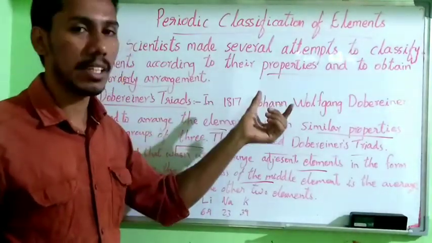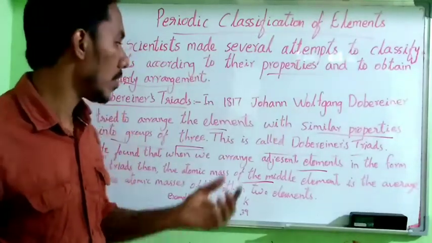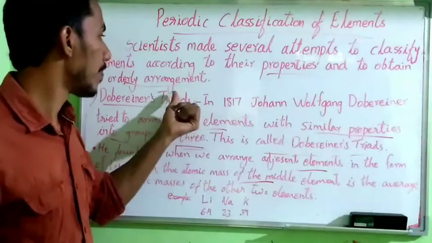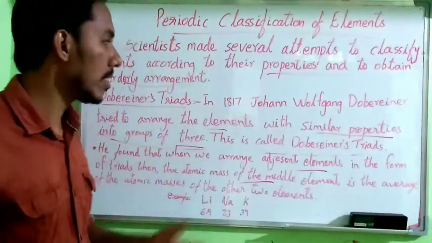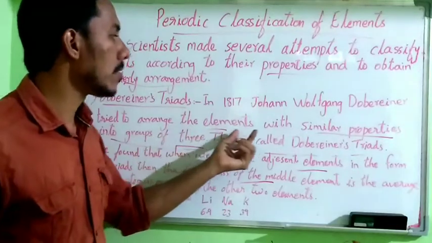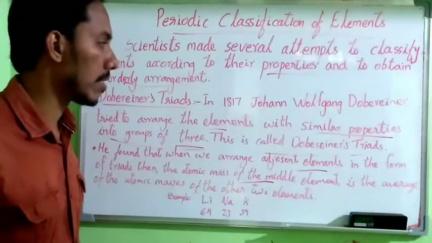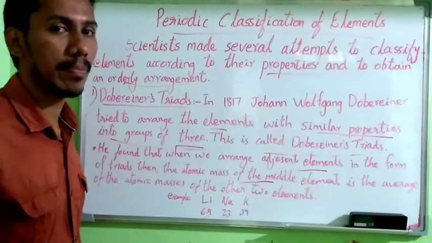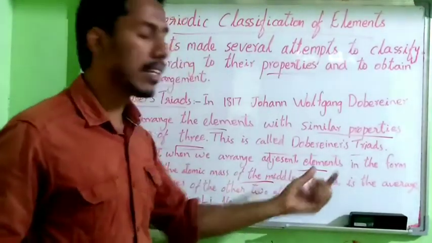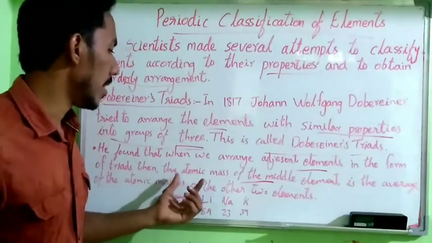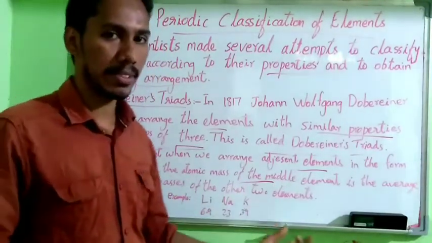You can see the picture of triads here. He made groups of three, and that is called a triad. What is Dobereiner's triad? The arrangement of elements with similar properties into groups of three. Also, he found that when we arrange the adjacent elements in the form of a triad, the atomic mass of the middle element is the average of the atomic masses of the other two elements.